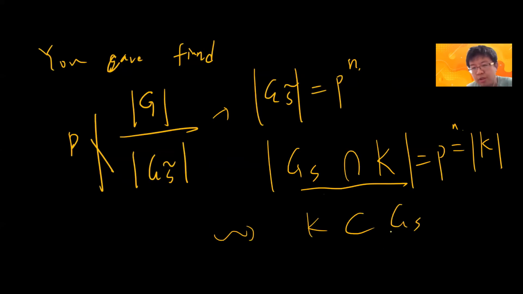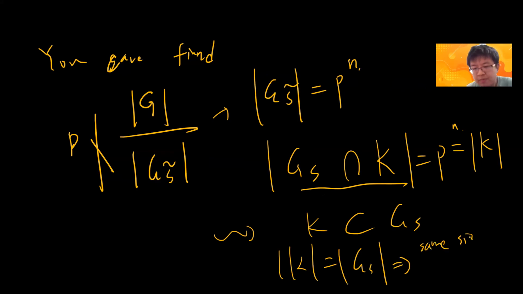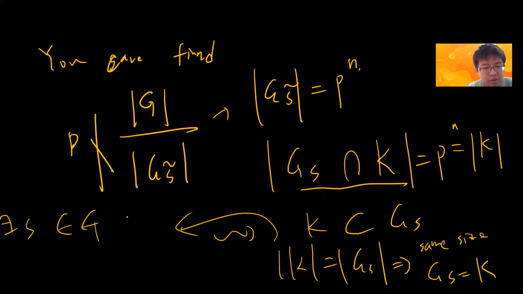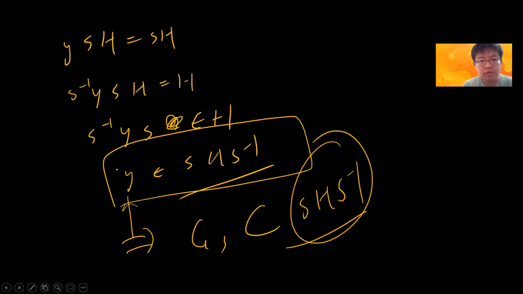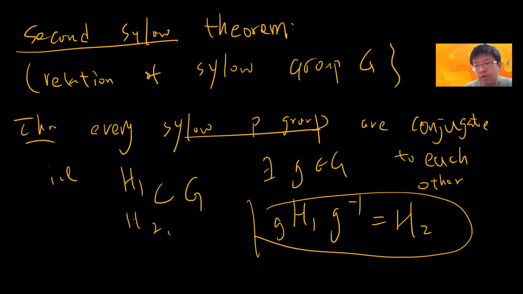And they are the same size, right? So K and GS are the same size, so GS must be K. Okay, so we just proved there exists S in G such that S H S inverse is K. So every two Sylow groups are conjugate to each other. Okay, so this is the second Sylow theorem.